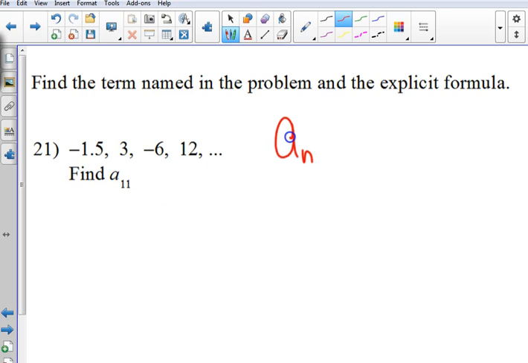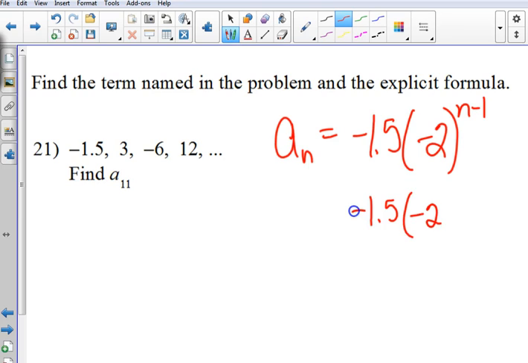Let's write it first. The first term is -1.5, and it's okay to write it as a decimal here. What are we doing? Multiplying by -2. Be careful, you need that negative inside the parenthesis, right? To the n minus 1. So if I'm doing 11, minus 1 is 10. 1024, negative 1024 plus 512, 1536. Anybody?